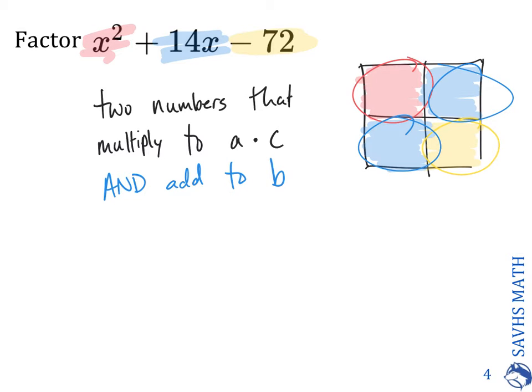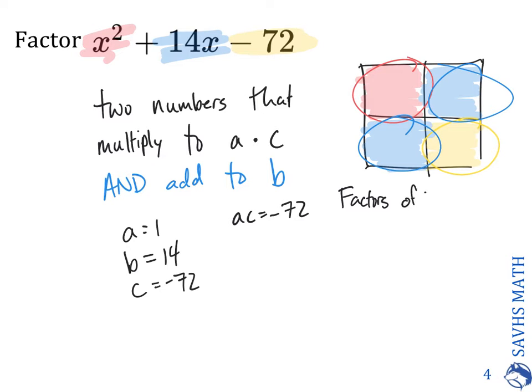So what is a times c? A is 1, b is 14, c is negative 72. What are two numbers that multiply to a times c, which is negative 72? So what I'm going to try to do is figure out factors of negative 72. They're going to be pairs.